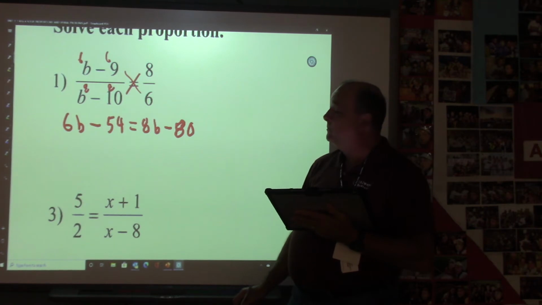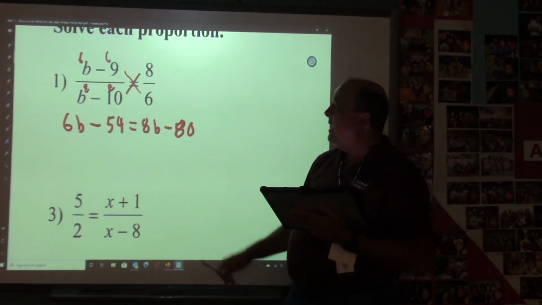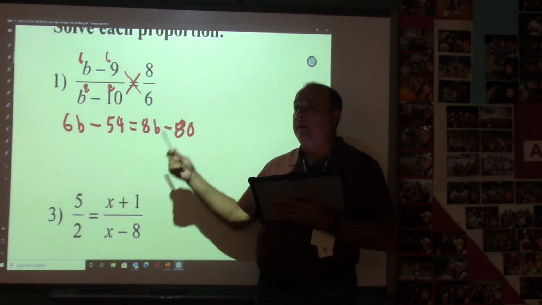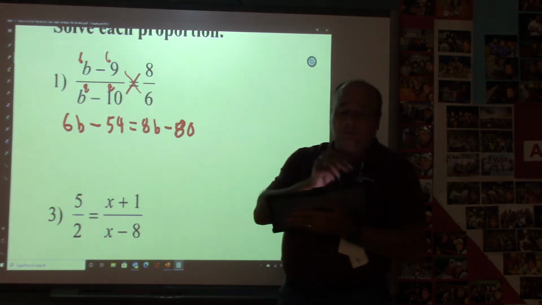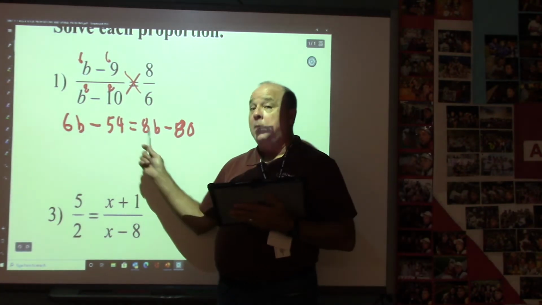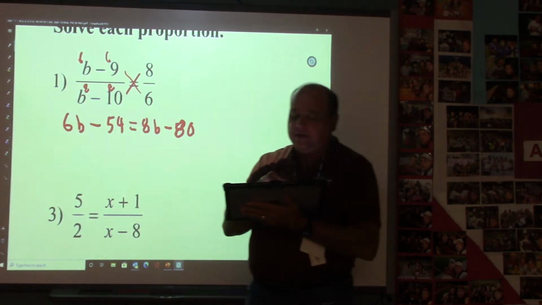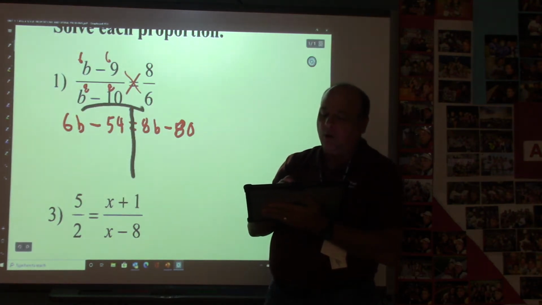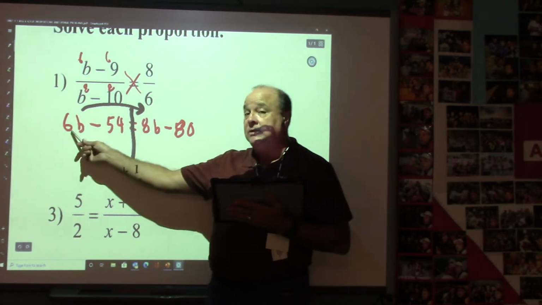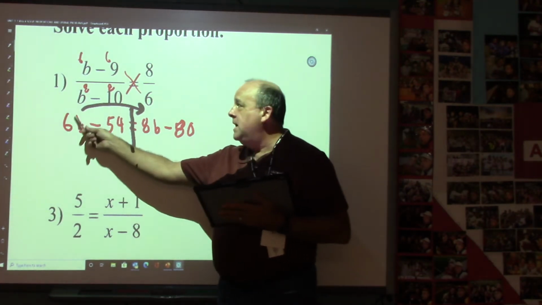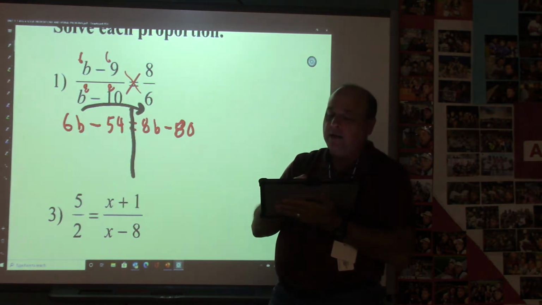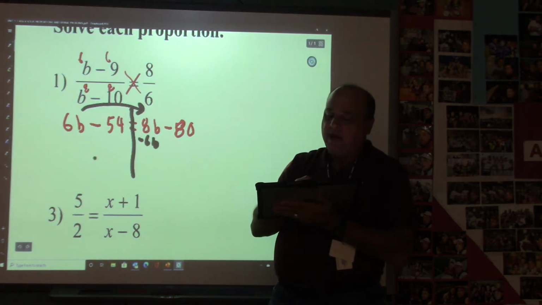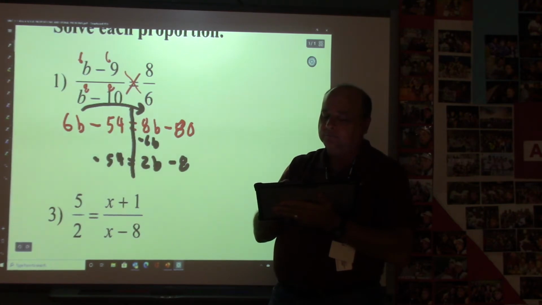Okay, so we got that? Okay, now then I need to combine the variables and then combine the constants, right? Which variable is smaller? Okay, hopefully you can figure out that 6 is smaller than 8. So I'm going to move the 6 across the equal bar, right? Because they're on different sides of the equal sign, aren't they? When I move that 6 across the equal bar, the opposite of a positive 6 is a negative 6. So I'm going to have negative 54 equals 2B minus 80.